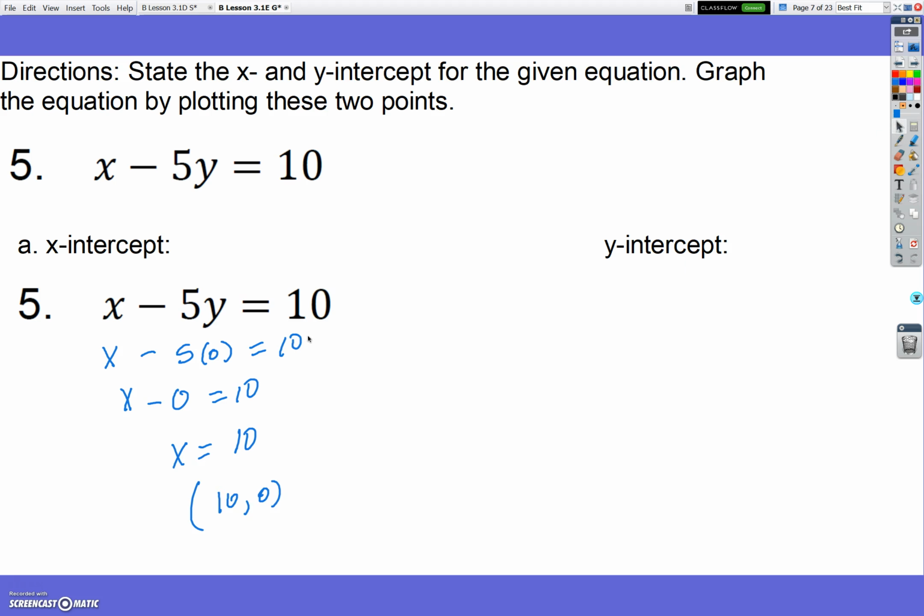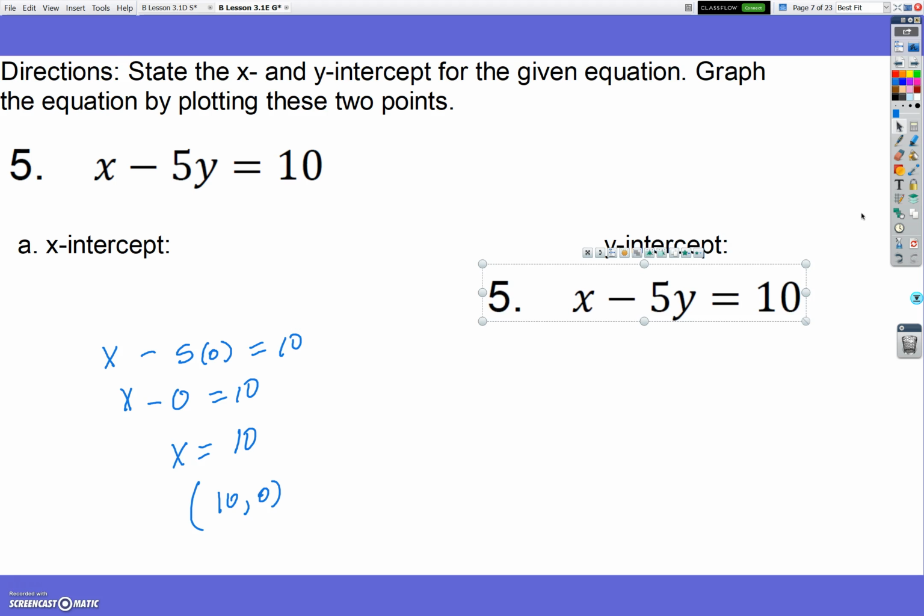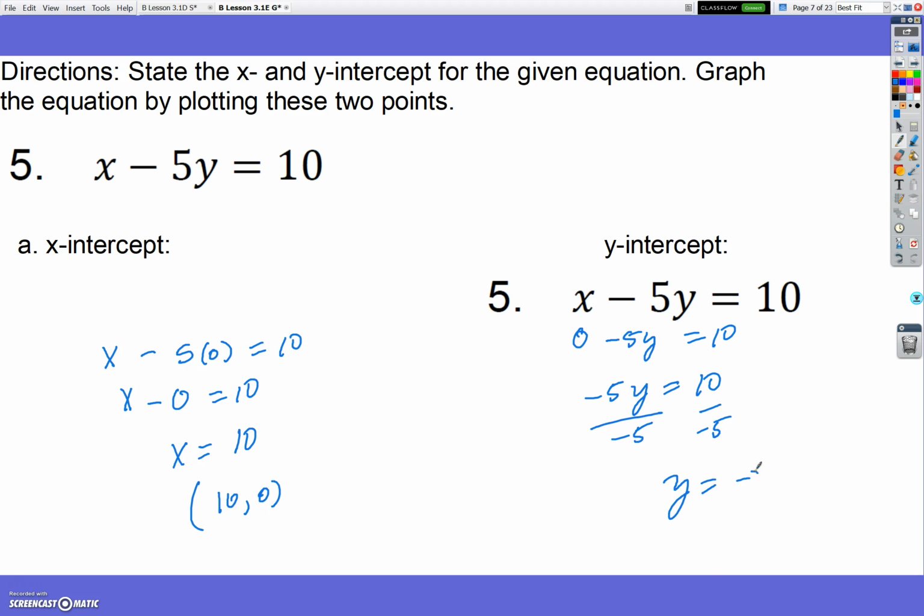Now let's go ahead and look at this again. But instead of an x-intercept, instead of having 0 for y, we're going to have 0 for x. So this will be 0 minus 5y equals 10. Then I'll have negative 5y is equal to 10. Then I'm going to divide both sides by negative 5. This will give me y is equal to negative 2. Which means the y-intercept is 0, negative 2.